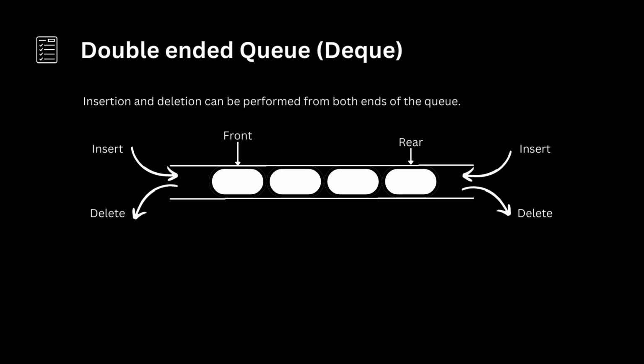A DQ can be used as both stack and queue because it allows insertion and deletion operations at both the ends. It can be considered as a stack because a stack follows the LIFO principle, that is, last in first out, where insertion and deletion can only be performed from one end. In a DQ, it is possible to perform both insertion and deletion from one end, and it does not strictly follow the FIFO principle.